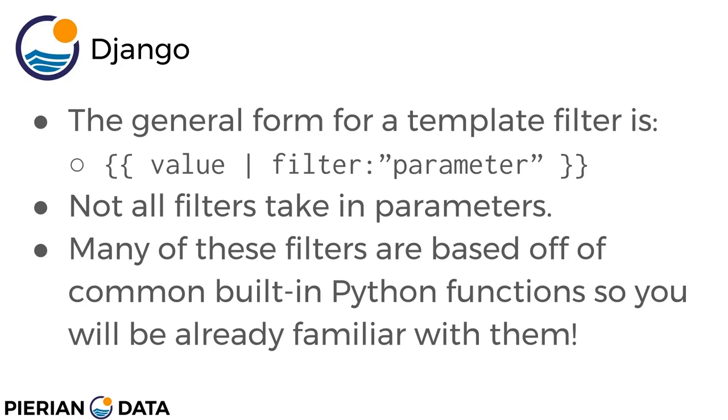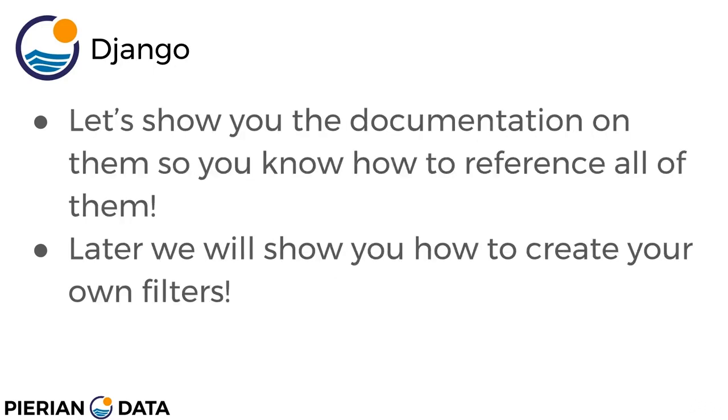Previously, we just had those set of brackets and then the value we wanted to inject. Here, we can say the value we want to inject, have the pipe operator, that straight line, the name of the filter, and then the parameter that the filter takes in. Now, not all filters take in parameters, and we'll see examples of them as we continue on throughout this section. Many of these filters are based off of common built-in Python functions, so you're already going to be familiar with them, their naming, operations, and what they can actually do. Okay. Let's show you the documentation on them so you can know how to reference all of the various filters.